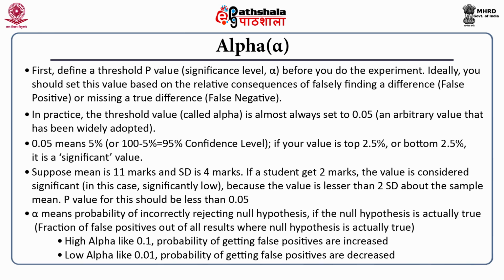Alpha means the probability of incorrectly rejecting the null hypothesis if the null hypothesis is actually true. Incorrectly rejecting the null hypothesis means that you have rejected the null hypothesis of no effect, but that rejection is incorrect. So that is nothing but a false positive. It is the fraction of false positives out of all results where the null hypothesis is actually true. So that is what alpha means.